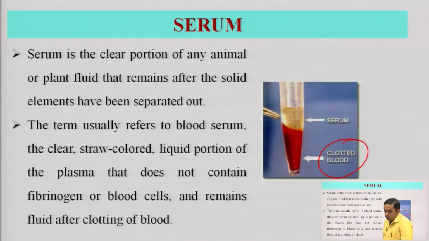So, the term usually refers to blood serum, the clear straw colored liquid portion of the plasma that does not contain fibrinogen or blood clots. You know fibrinogen, blood clots, various kinds of clotting factors are actually responsible for the clotting of blood. If any kind of wound or cut happens in your blood vessels, all the clotting factors will come into the picture and make the clot. So, for serum, or to make some product related to serum, we are not considering those clotting factors, we are removing those things.